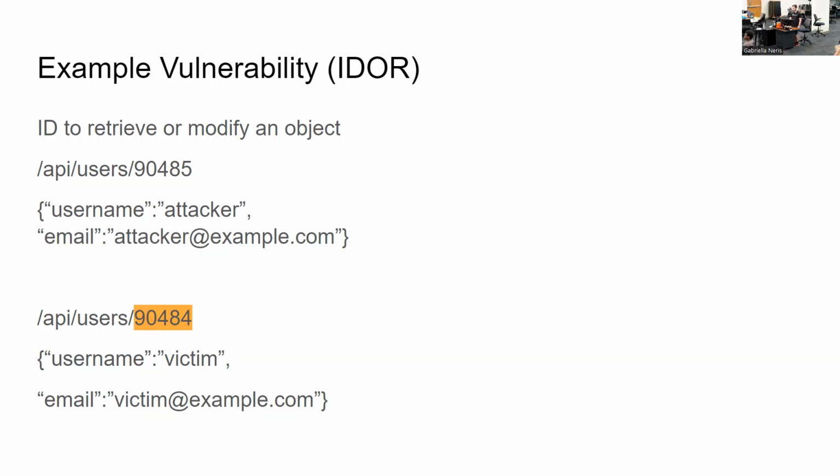So the mistake here is not having some sort of permission check for what object is being retrieved. And then the fact that it uses an incremental ID just makes it worse, because you can just make a loop and then go through all the IDs.